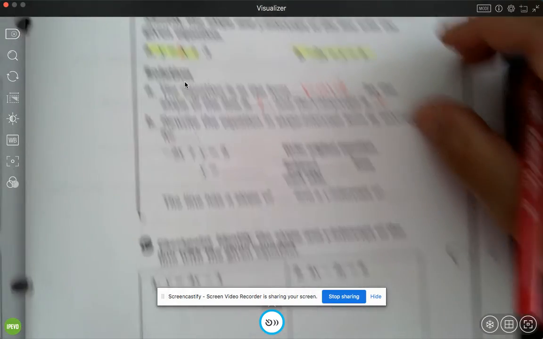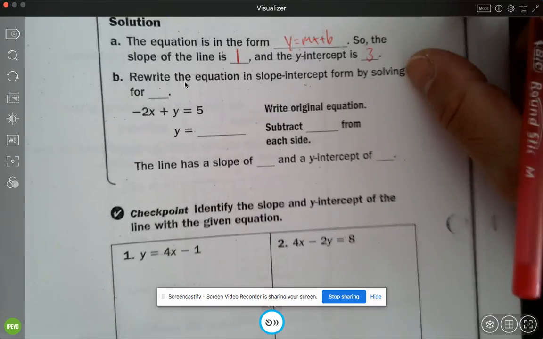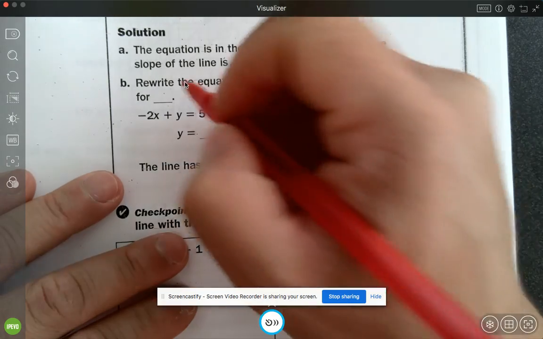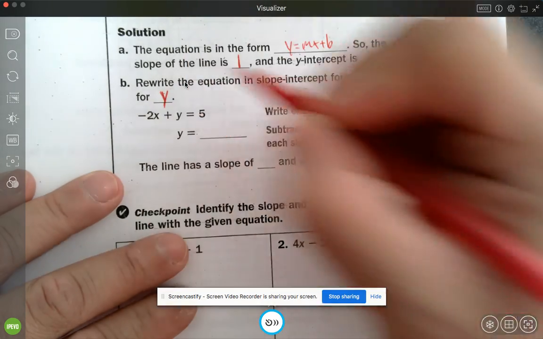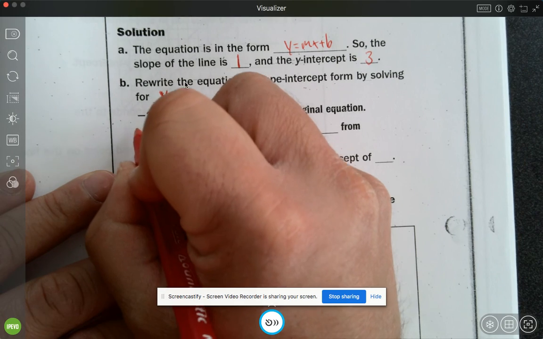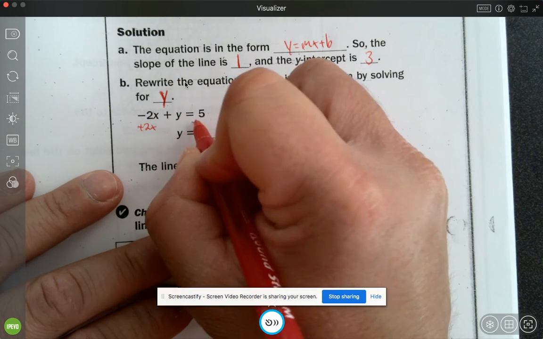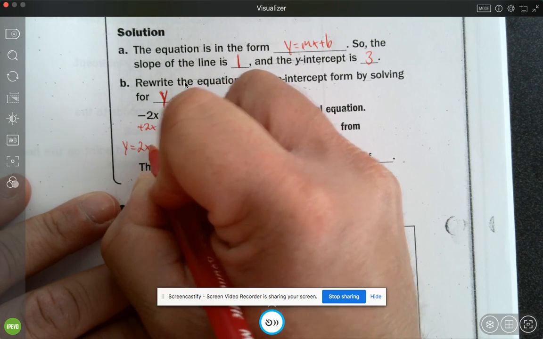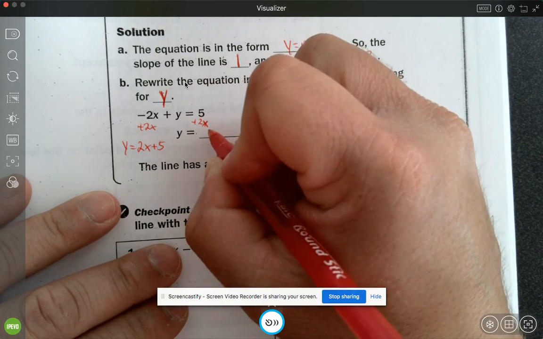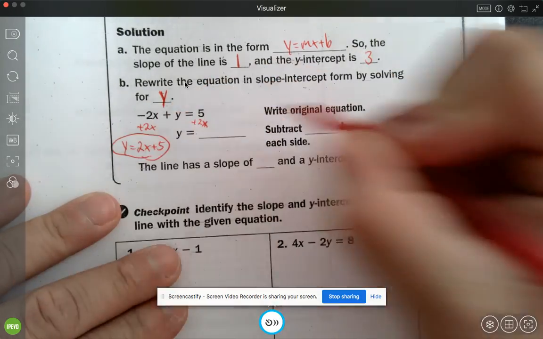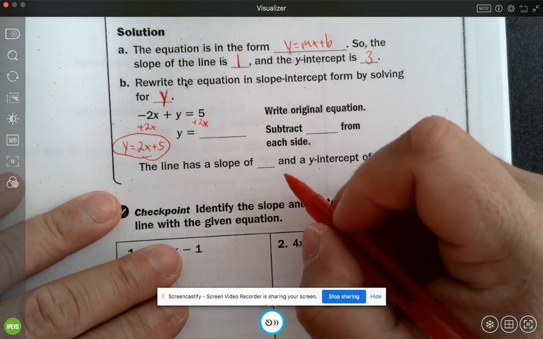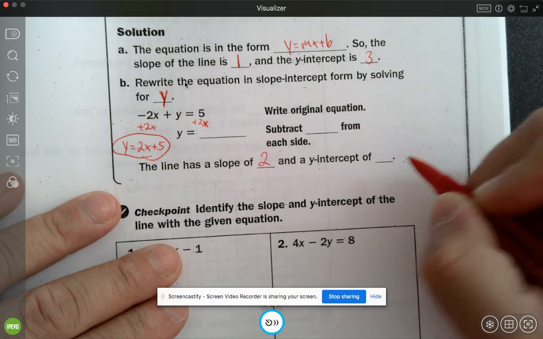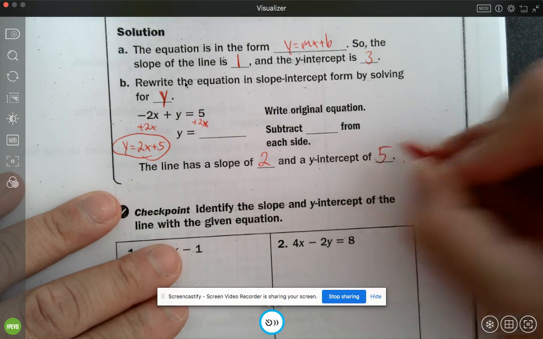Moving right along, let's say we try this next one. We have to rewrite the equation in slope-intercept form by solving first for y. I think at this point, most of us are pretty good. So the first thing we're going to do is add 2x to both sides. You're left with y = 2x + 5. Oh, that's the only step. So that is our equation in slope-intercept form. So now we can say that the line has a slope of 2 and a y-intercept of 5.